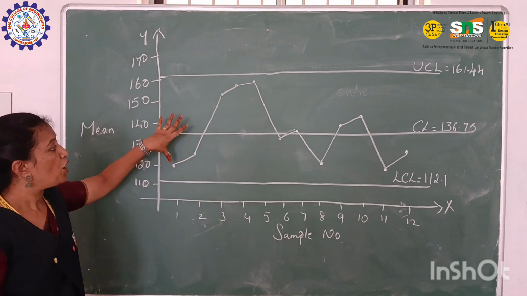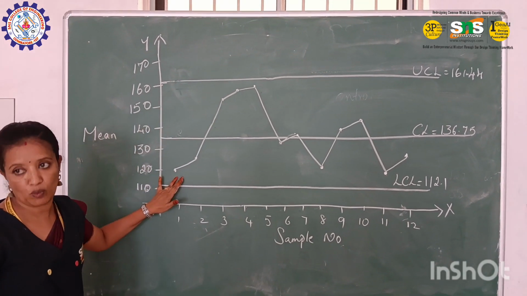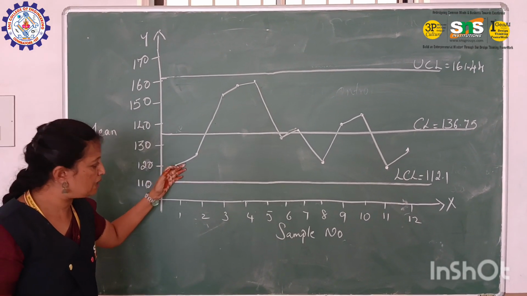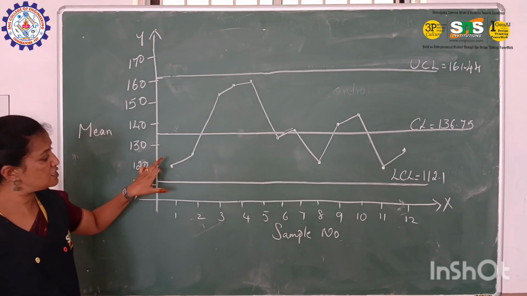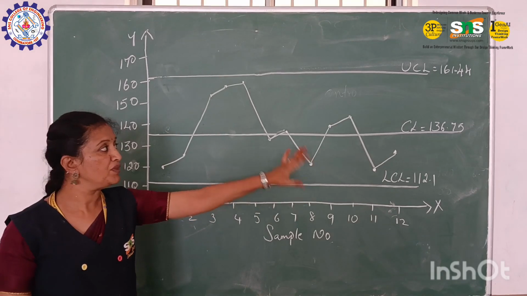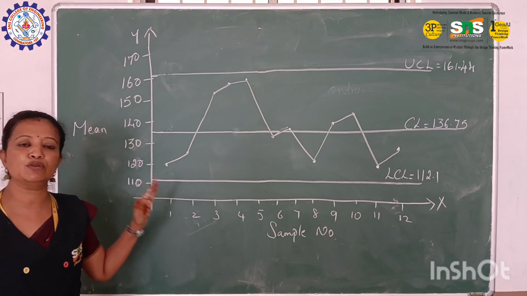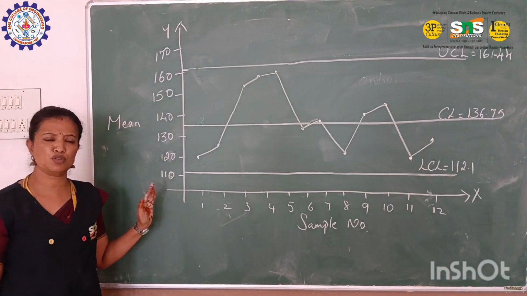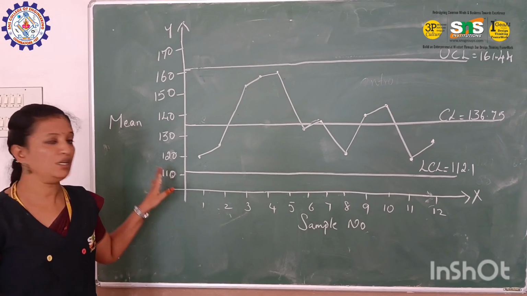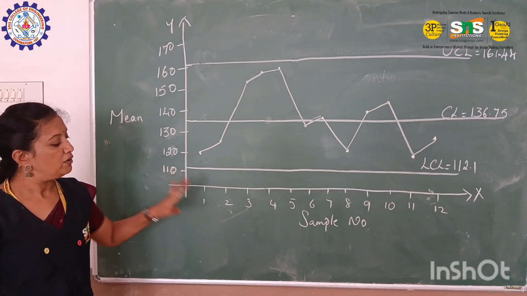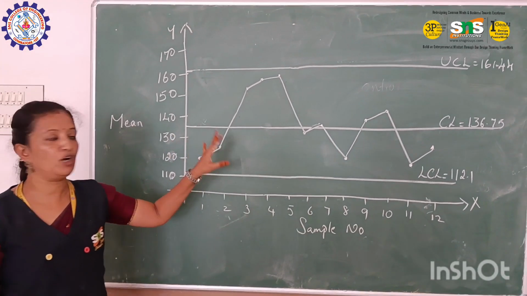Now, if you check, all these points lie inside your upper control and lower control. Even if a single point lies outside, we decide it as out of control. Now, since all the points lie inside the range of upper control and lower control, we decide that all the mean values are in control. So, this mean chart is in control. Similarly, we can draw the chart for range value or sample number versus range. So, this is how we plot for mean chart.